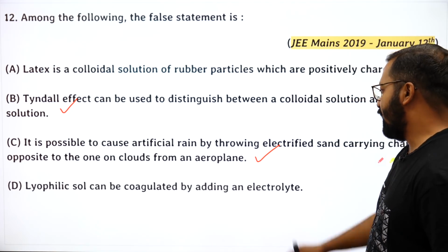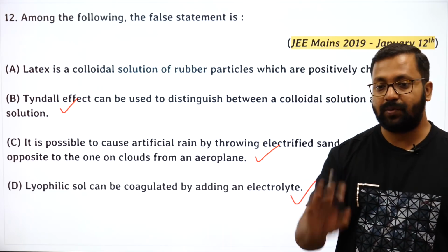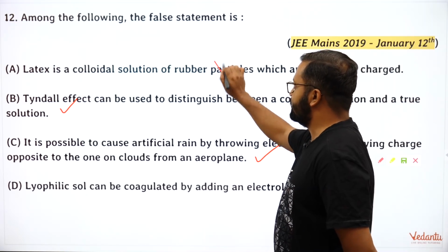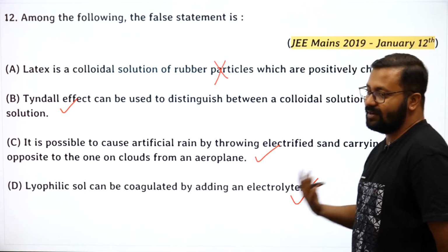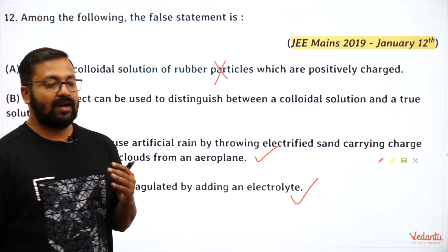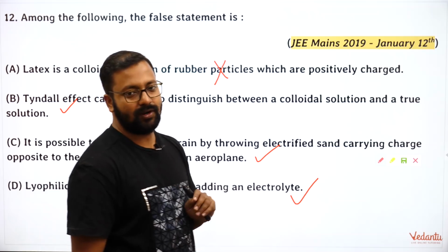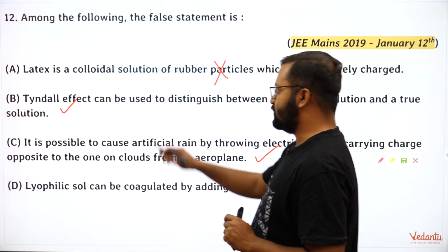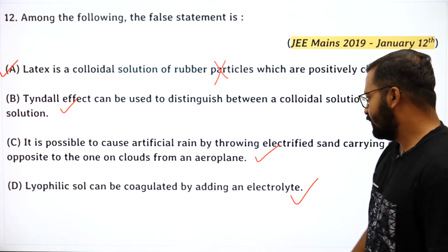Lyophobic sol can be coagulated by adding an electrolyte. This is very correct. You have to add an electrolyte to precipitate a lyophobic sol. So all three of these are correct. We have eliminated these, but it is to be known that latex is a colloidal solution which contains rubber particles which are negatively charged, not positively charged. The false statement is this. The right answer to the question will be A.